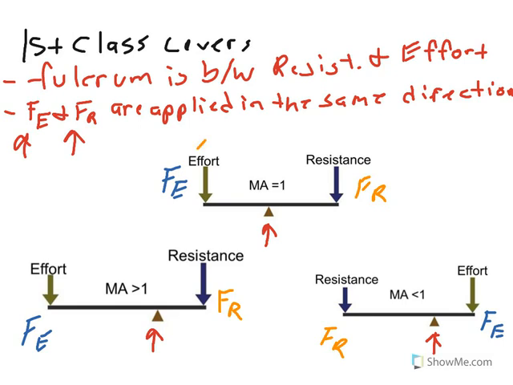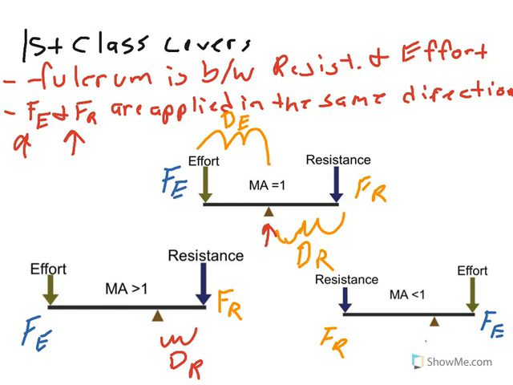We also have the distance between our fulcrum and our effort, and that's my distance of effort. The distance between my fulcrum and my resistance is my distance of resistance. So on each of these different levers, I have my distance of resistance and my distance of effort, from the fulcrum to the effort, or from the fulcrum to the resistance. E standing for effort, R standing for resistance.